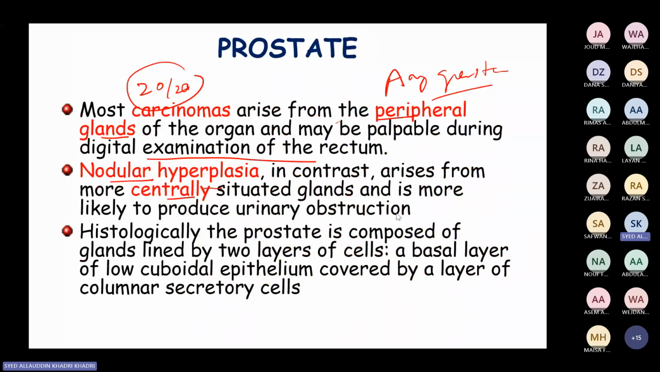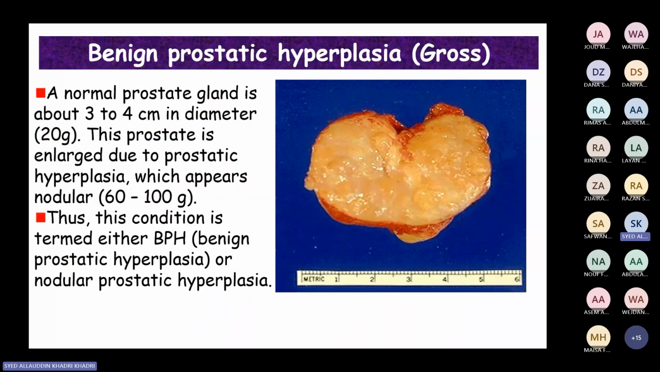Histologically, the prostate is composed of glands lined by two layers. I'll show you the basal layer and the cuboidal layer, covered by a layer of secretory columnar cells. Now, you've got to understand this. So this is basically the BPH. People from 45 to 55 years of age start developing it slowly, but the symptoms usually come around the age of 65 to 75 years.